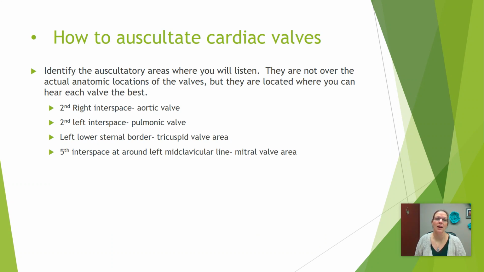Next, we're going to talk about how to auscultate cardiac valves. First, you want to identify the auscultatory areas where you will listen. They are not over the actual anatomic location of the valves, but they are located where you can hear each valve the best. So at your second right interspace, you've got the aortic valve, second left interspace, the pulmonic, left lower sternal border is the tricuspid valve, and then at the fifth interspace, around the left midclavicular line, you're going to hear the mitral valve area.